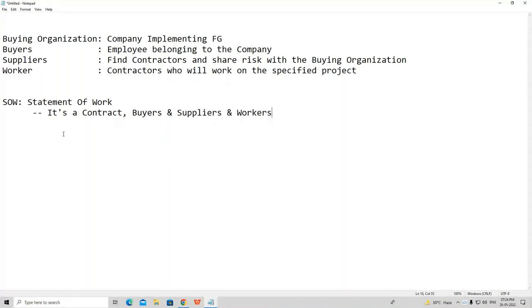It's a contract where buyers, suppliers, and workers will participate. Now, why? Because the buyer is basically saying, I need a contractor, and this contractor should do the work. But they cannot directly hire this worker. A buyer cannot directly hire this worker. They need suppliers. Why? Because suppliers will share the risk. Supplier will basically move on to other things. Correct? Exactly.